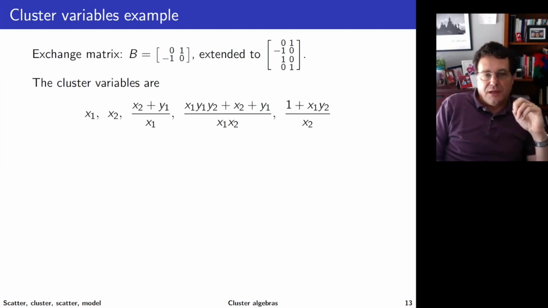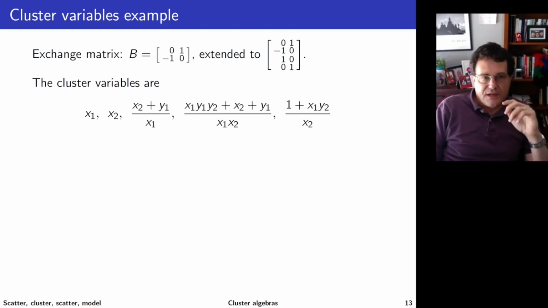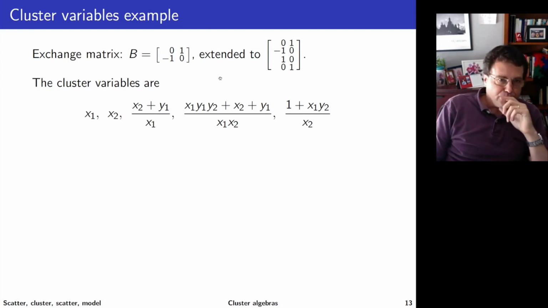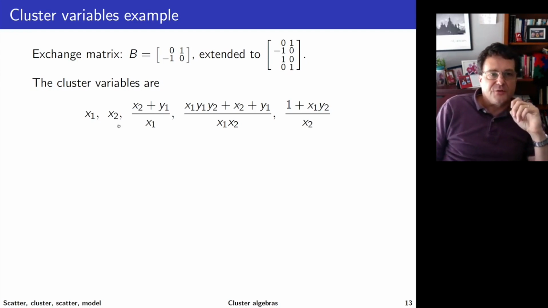Just an example to show, again, what this kind of looks like. If I take my exchange matrix B and I just extend it by putting a little identity matrix below it, I'm going to get these cluster variables. These are my first 2. When I swap out x1, I'm supposed to get some sum of 2 terms divided by x1. And that's it. So we could call this x1 prime. It would probably make more sense to call it x3 in some sense.